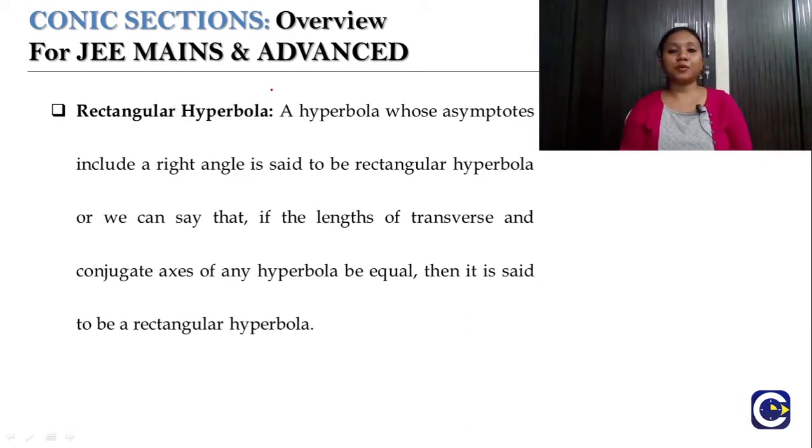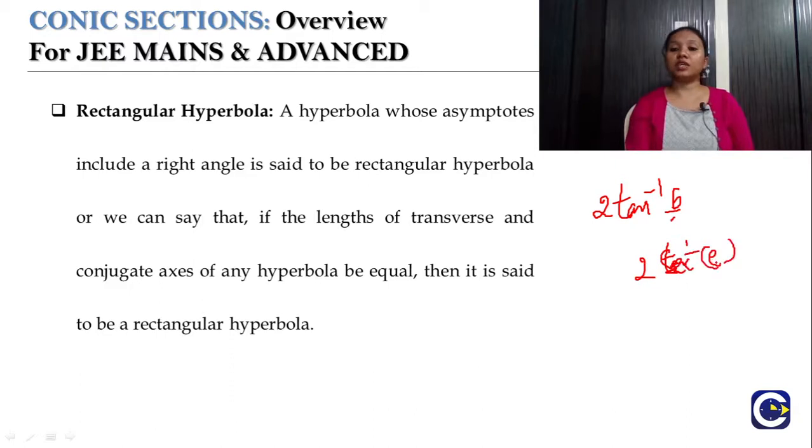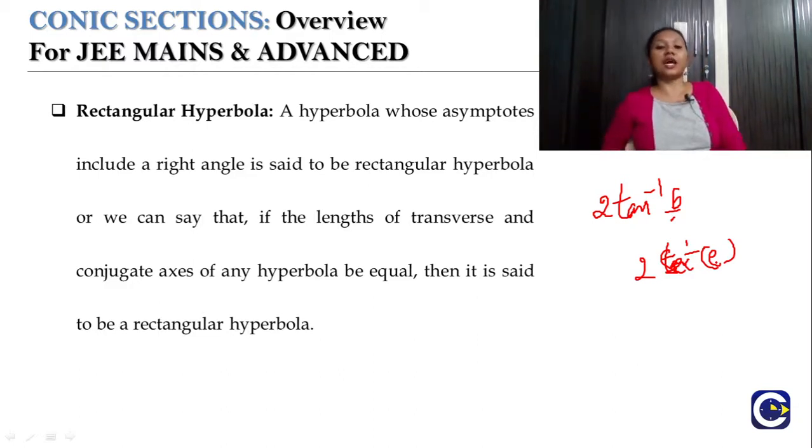A hyperbola whose asymptotes include a right angle is said to be a rectangular hyperbola. As I mentioned, that is related to our asymptotes. As we have seen how to find the angle between any two given asymptotes, we have used 2 tan inverse b by a, or 2 secant inverse e. Either of them we can use to find the angle between the asymptotes. If this angle turns out to be a right angle, then that hyperbola whose asymptotes include a right angle is said to be a rectangular hyperbola.